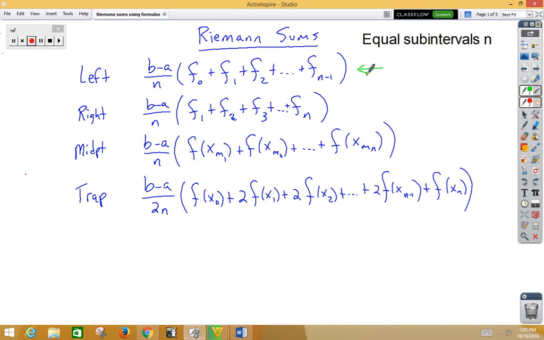Left Riemann sum formula: I want you to notice, first of all, that we need to know that there are equal subintervals, n, to do these problems. The b minus a portion of the formula, those would be the bounds of integration. N would be your number of subintervals. And our f sub 0, or f naught, means to start with your lower bound first. Notice that the f sub n minus 1 means to stop one term short of your upper bound, or your end bound. So let's go ahead and do a left Riemann sum approximation.